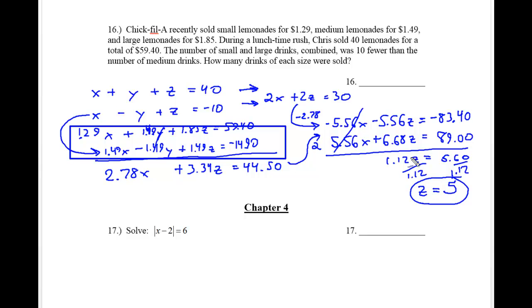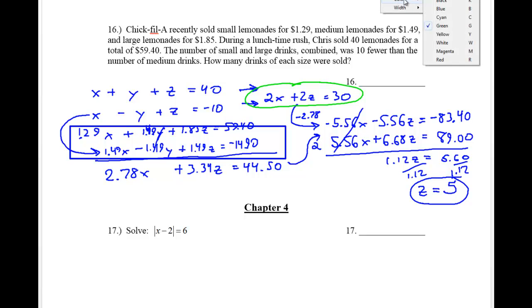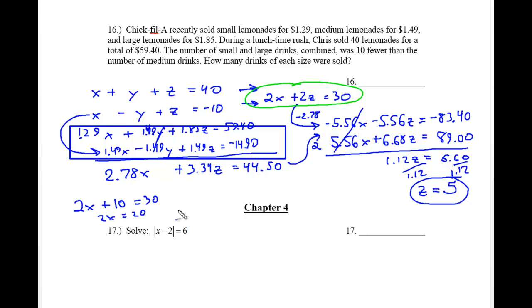Now I'm going to take that 5 and plug it back into one of these equations up here, and the equation I'm going to choose to plug it into is going to be this equation. I'm going to choose that equation because my x's and my z's are pretty normal numbers. They're not weird like the ones over here. So I'm going to write over here 2x plus 2 times 5, which is 10, is equal to 30. If I subtract the 10, my 2x is equal to 20. Therefore, my x is equal to 10. So I have 10 small and 5 large.